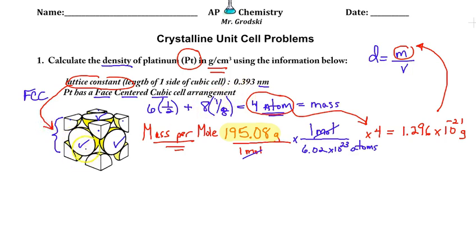So to get the volume of this simple closed cubic packing structure, I'm going to basically cube this, length times width times height. But the problem is I have nanometers. This is not in nanometers cubed.